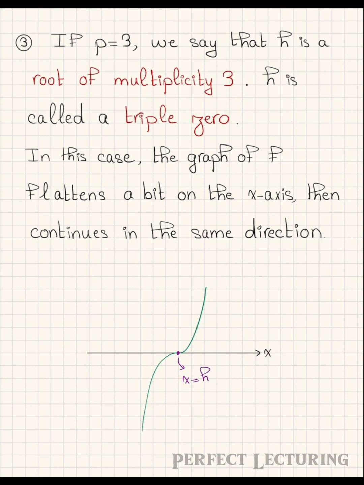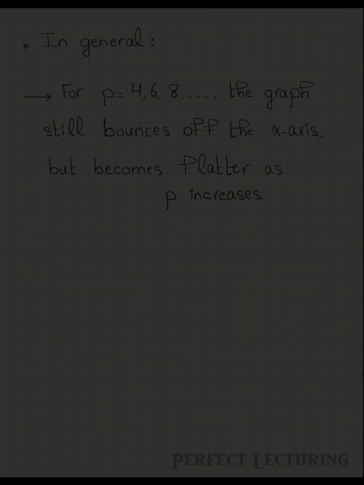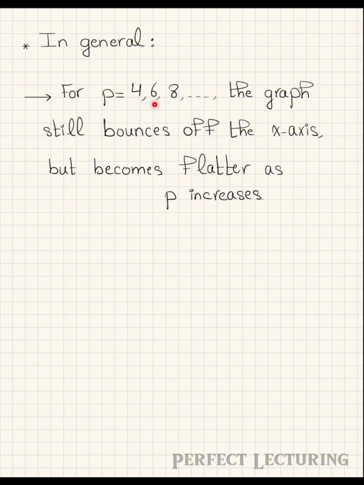At x equal to h. Now we know how the graph looks when p equals 1 or 2 or 3. What if p is greater than that? Can we generalize the case? The answer is yes. In general, if p is 4, 6, 8, etc., the graph still bounces off the x-axis, but as p increases, it becomes flatter and flatter at x equals h.